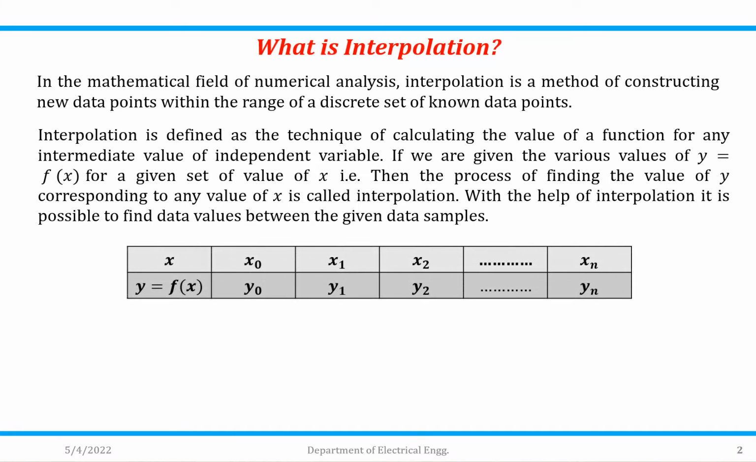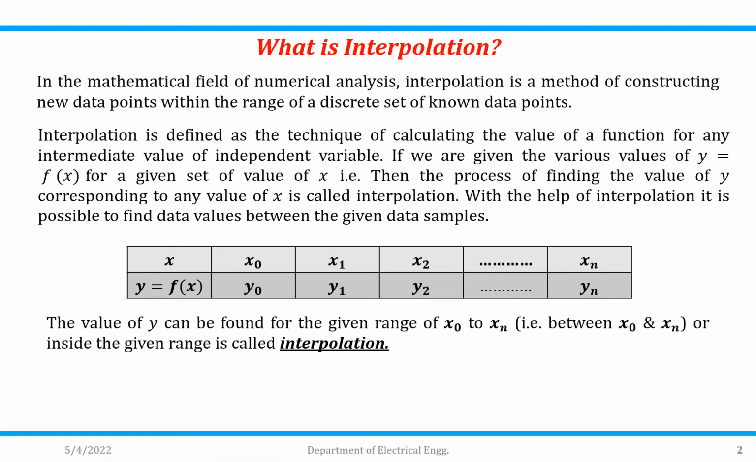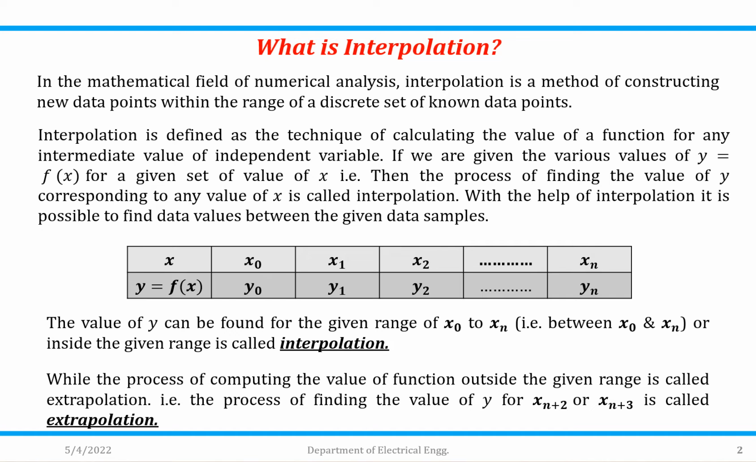So let us consider the data x0, y0, x1, y1, x2, y2 up to xn, yn. The value of y found for x in between x0 to xn, or inside the given range, is called interpolation. Whereas the process of computing the value of a function outside the given range is called extrapolation. That is the process of finding the value of y for x equal to xn plus 2, which is not there in the table, or xn plus 3, which is also not present in the table. This process is called extrapolation.